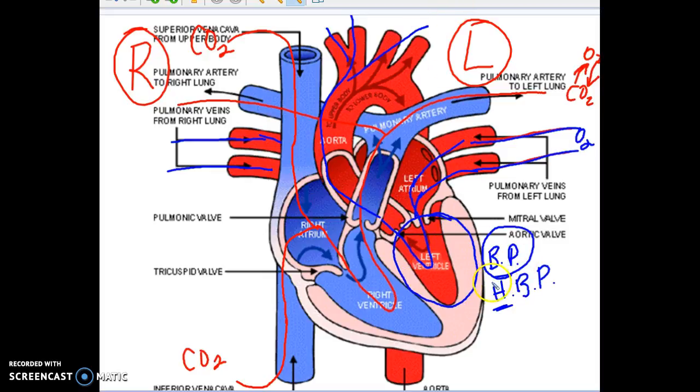Okay, so make sure you understand that there's a difference between blood pressure, which is good because you need blood pressure to transport blood through your body, and high blood pressure. High blood pressure is not good because we saw all the troubles that are created from high blood pressure.